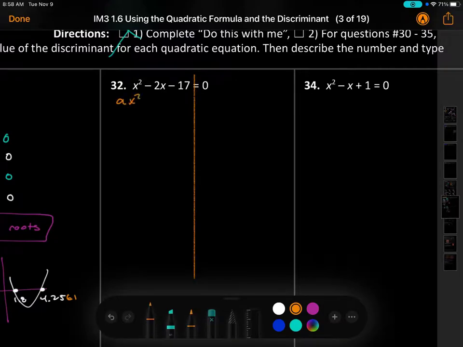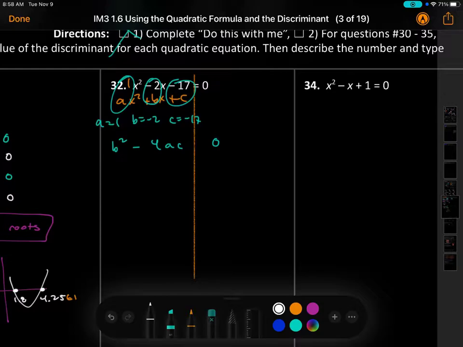Let's go ahead and get our ABCs. A is 1, B is negative 2, C is negative 17. B squared minus 4 times A times C. Negative 2 squared minus 4 times 1 times negative 17. Negative 4 times 1 is negative 4. Negative 4 times negative 17 is going to be a positive 68.